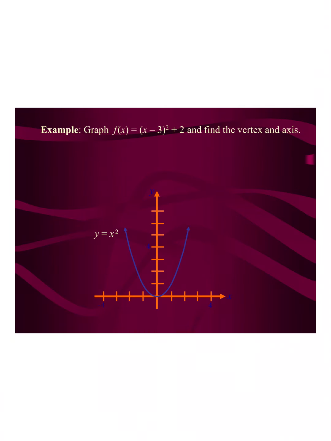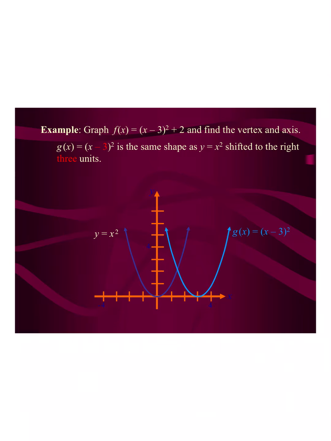All right, for this example, we're going to be looking at our equation of x minus 3 squared plus 2, and we're going to try and figure out how we can take our parent function of y equals x squared and move it to end up representing this x minus 3 squared plus 2, and then take all of that and use it to help us identify the vertex and the axis of symmetry.